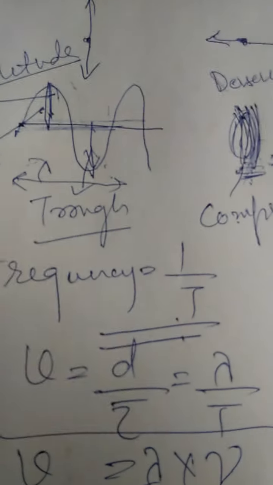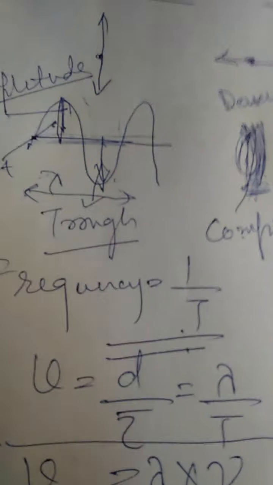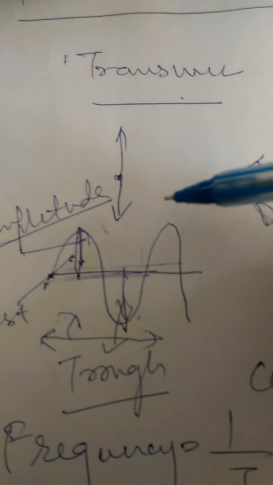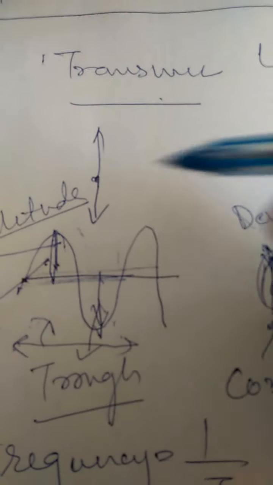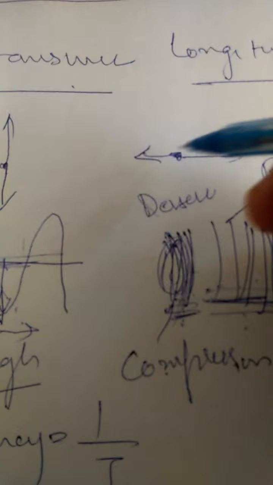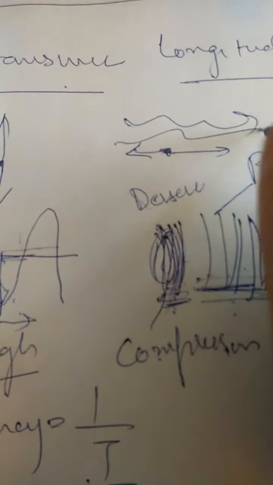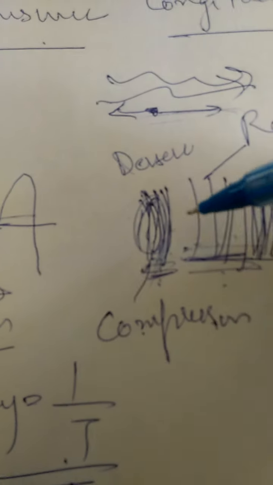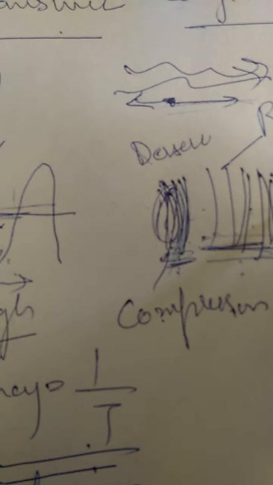In the same way, we can observe these things in longitudinal waves. So what is the basic difference between them? In a transverse wave, the particles of the medium vibrate in a direction at right angle to the direction of propagation, while in longitudinal waves the particles vibrate to and fro, parallel to the direction of propagation. For example, if propagation is along here, the particles will vibrate along this direction. In transverse waves, crests and troughs are formed, while here compressions and rarefactions are formed.